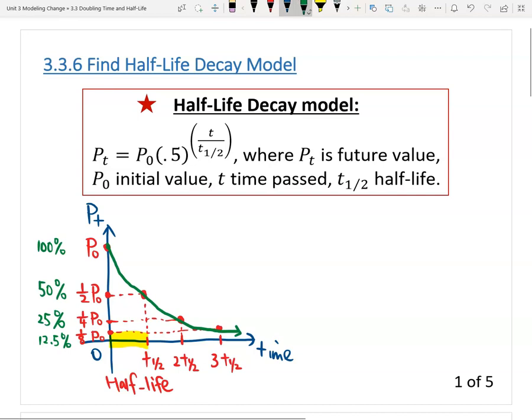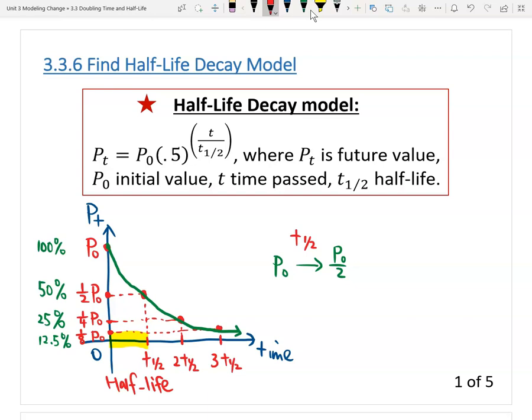Let me draw another graph. Okay, it will show you the same meaning as this graph shows. So go from the beginning, which is P0, right? That's the initial mass, initial value, let's say. Okay, go down to half, which is P0 over 2. How long does it need? It needs a half-life time. That's the definition, right? Go through a half-life time, and the value goes down to half.